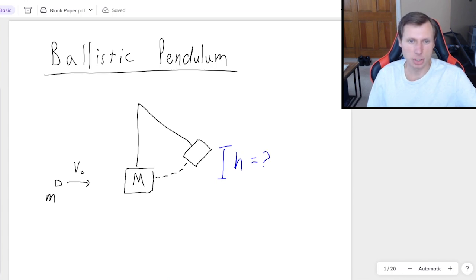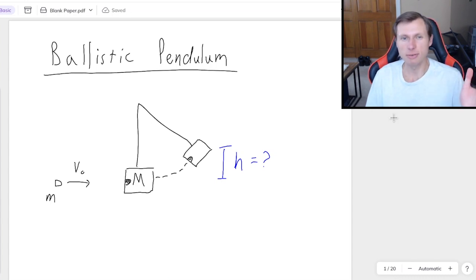Oh, and I forgot to mention, the bullet gets stuck in the block once they collide, and they move together for the rest of the time in the problem. So this is a very famous physics problem. If you don't know how to do it, it's very difficult, basically impossible. But if you do know the secret, which I'm about to tell you, the problem becomes much more simple.